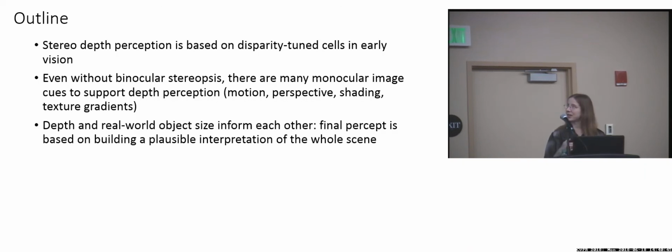And depth and real-world object size interact with each other. So your final percept is going to be based on whatever you decide is the most coherent total representation of the scene. And sometimes that means computing the depth and getting wrong information about the size of objects, or even vice versa.